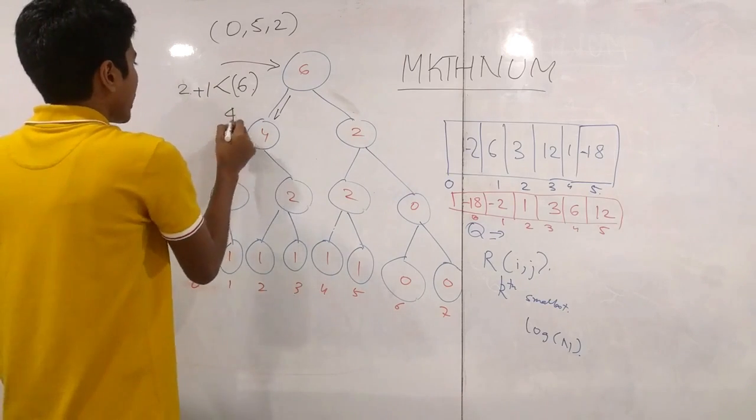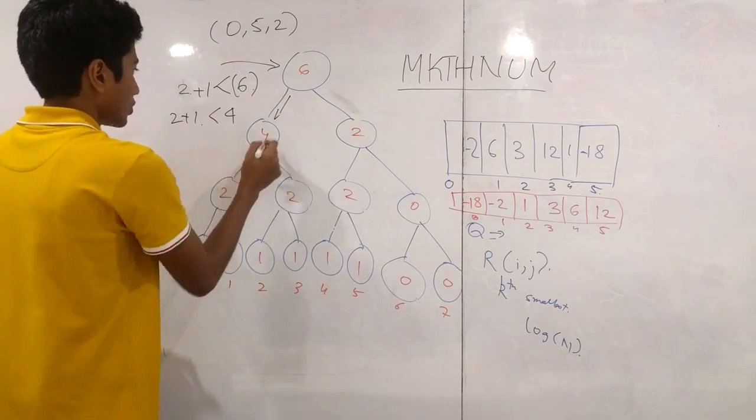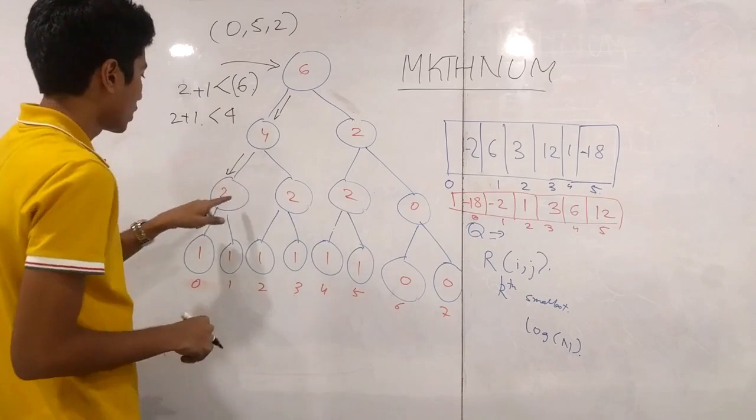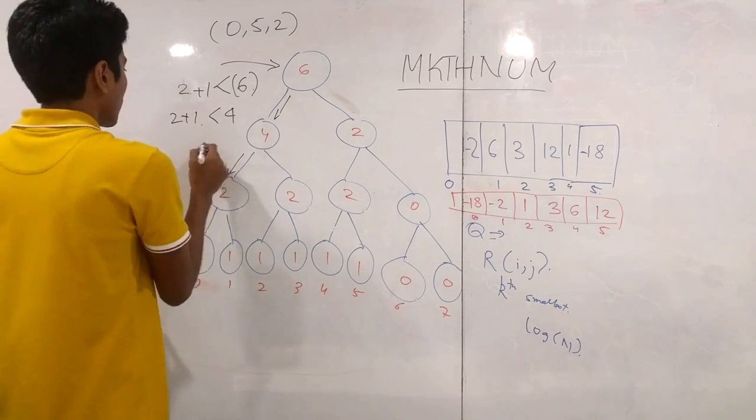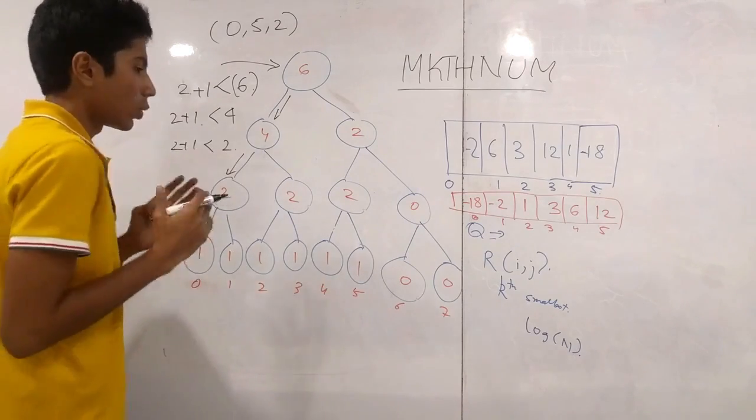4 is what you're looking at. Is 2 plus 1 less than 4? Yes. So it has to be evaluated, we go on the left. 2 is the element you're looking at. Is 2 plus 1 less than 2? No. What does that mean?